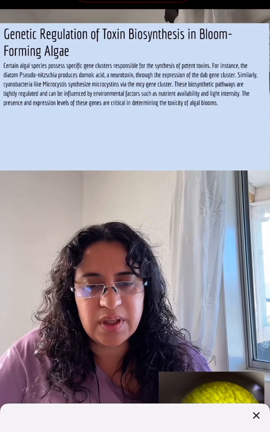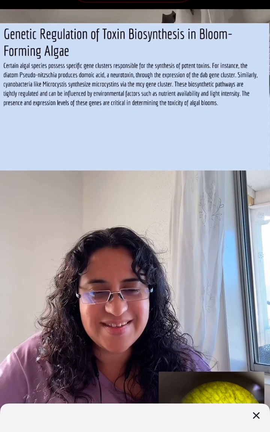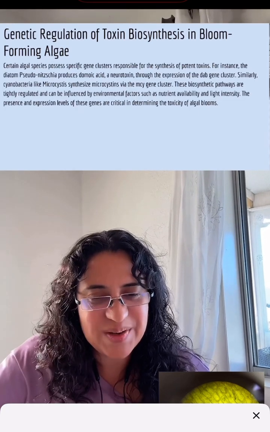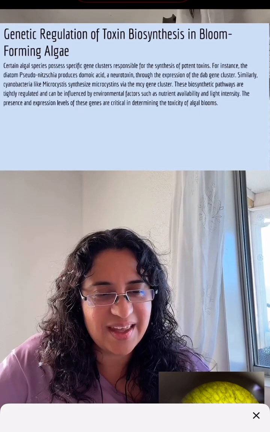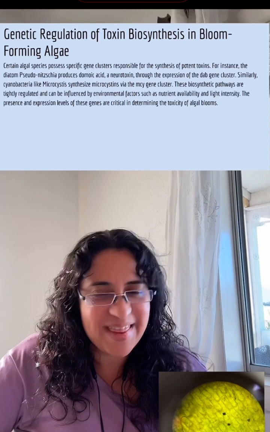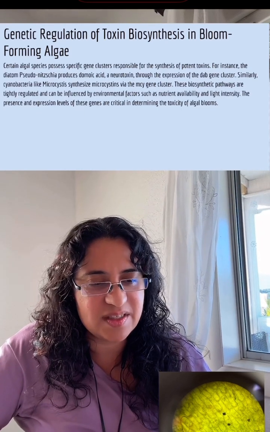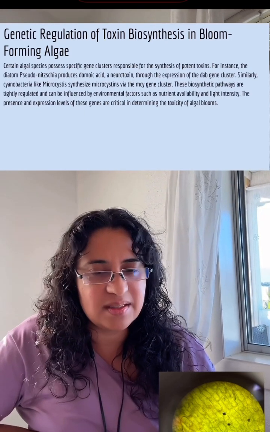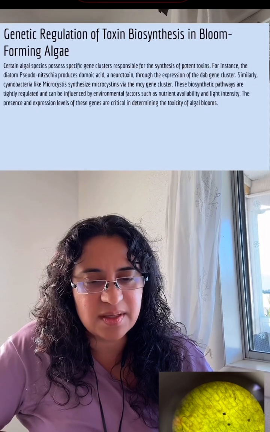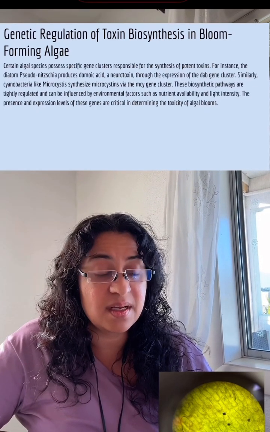Similarly, cyanobacteria produce microcystin via the MCY gene cluster. These biosynthetic pathways are tightly regulated and can be influenced by environmental factors such as nutrient availability and light intensity. The presence and expression levels of these genes are critical in determining the toxicity of algae blooms.